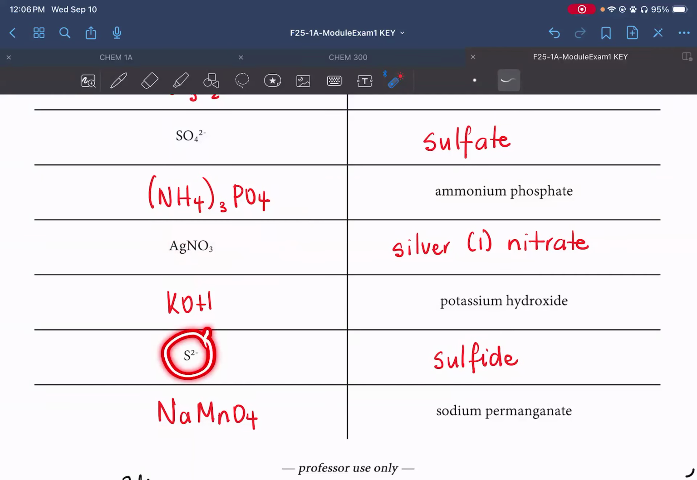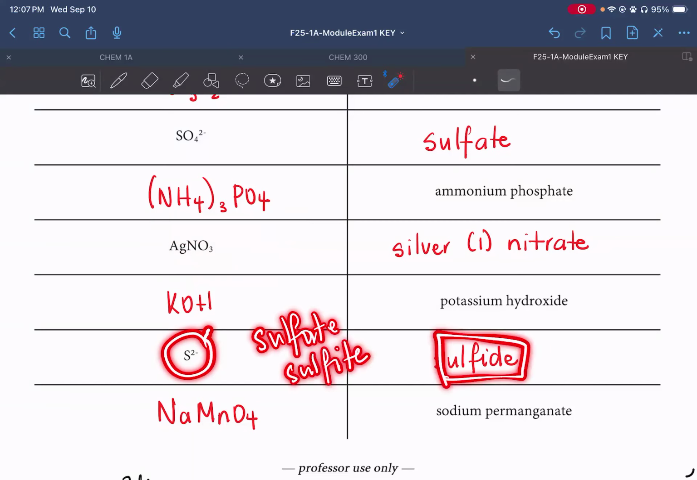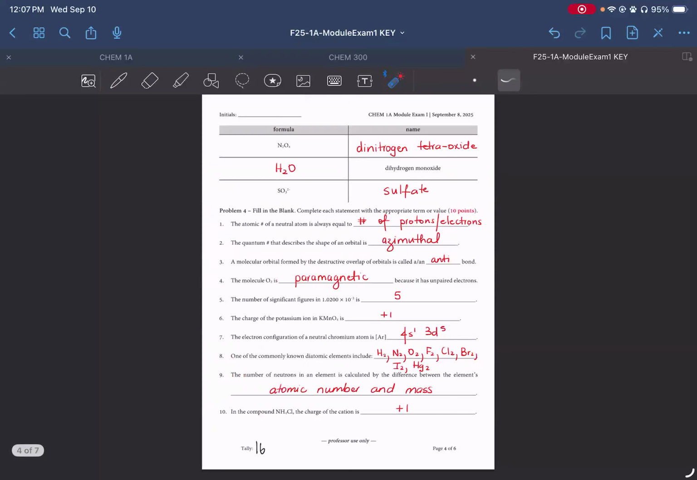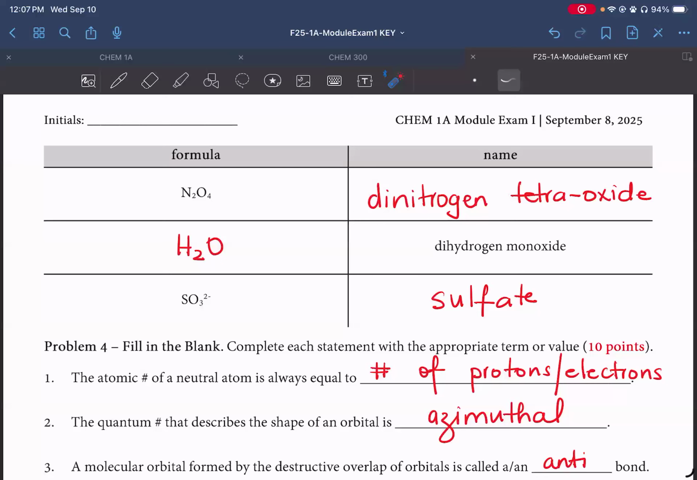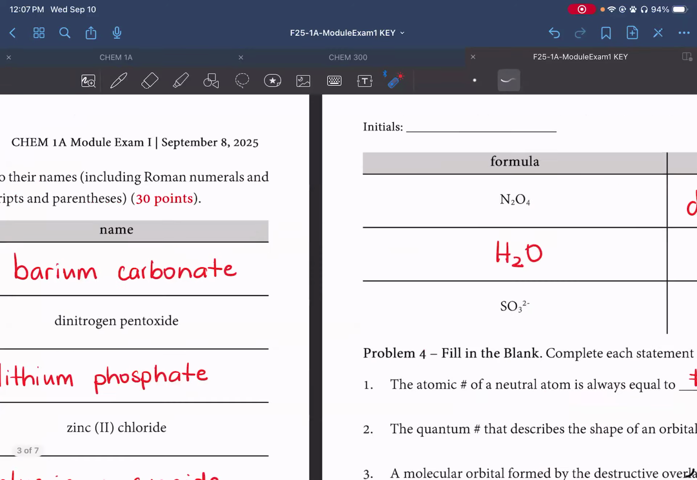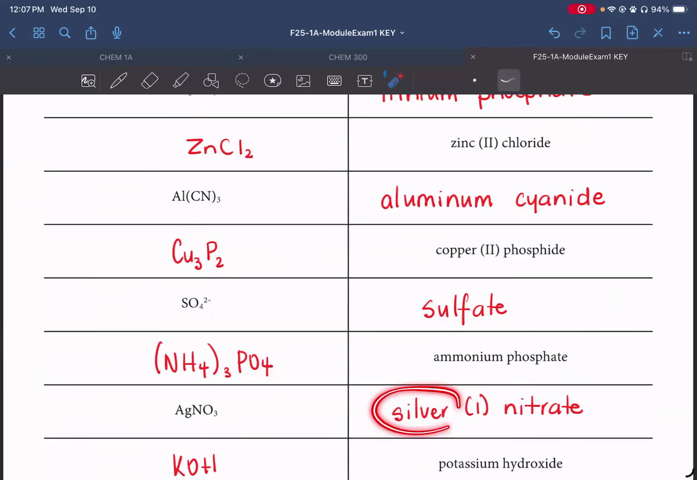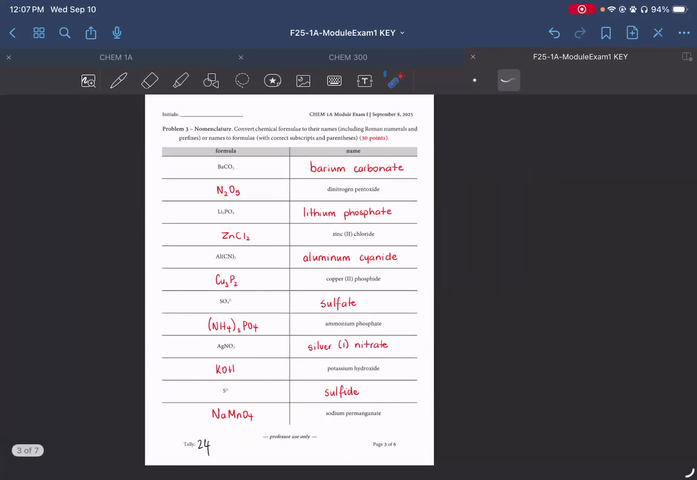S2 minus, this was another one where students had incorrectly thought this was a polyatomic. They had either written sulfates or sulfites. But of course, the correct answer is sulfide. Permanganate was okay. Here, we had some covalent compounds: the dinitrogen tetroxide, the dihydrogen monoxide, and the sulfate. Across the board, like I said, the biggest issues were misremembering or confusing the rules. There were a lot of cases where, even though we do have transition metals like the silver here, some people forgot to include the Roman numerals.